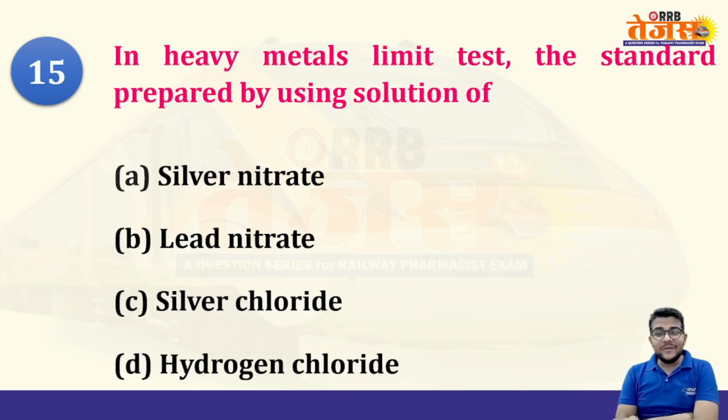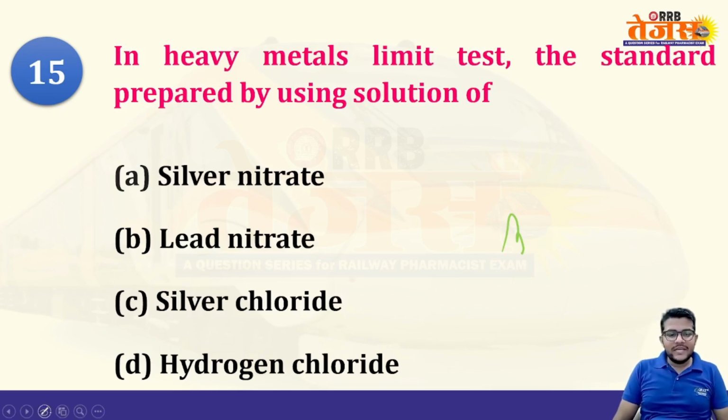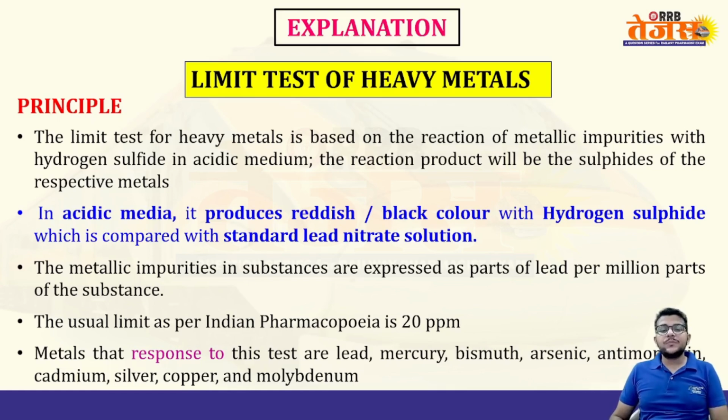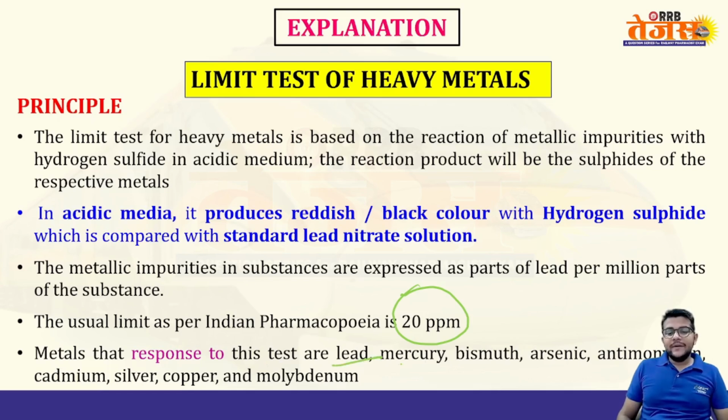Next, in the heavy metal limit test, the standard is prepared using a solution. In the heavy metal limit test we have heavy metals like arsenic, lead, tin, mercury, chromium, cobalt. The standard solution we prepare using lead nitrate. Lead nitrate is used to prepare the standard solution of the heavy metal, and the quantity as per the Indian Pharmacopoeia is 20 ppm. So a 20 ppm standard solution has to be prepared, and the test includes lead, mercury, bismuth, arsenic, antimony, tin, cadmium, copper, and molybdenum.